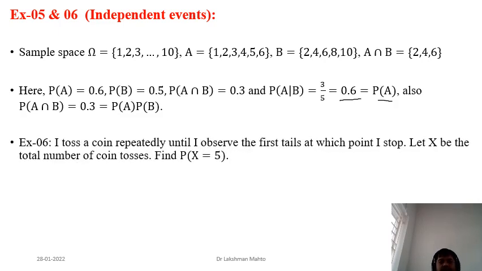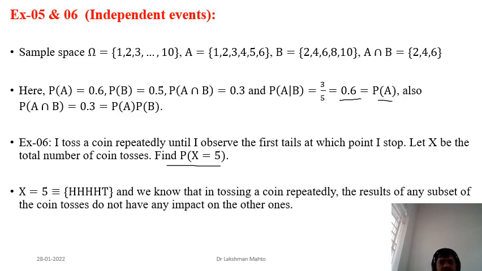Now we take another example. I toss a coin repeatedly until I observe the first tail, at which point I stop. That means once we get a tail, we stop. Let X be the total number of coin tosses. We have to find the probability of X equal to 5, that means the first tail comes at the fifth toss. That is the probability we have to find.